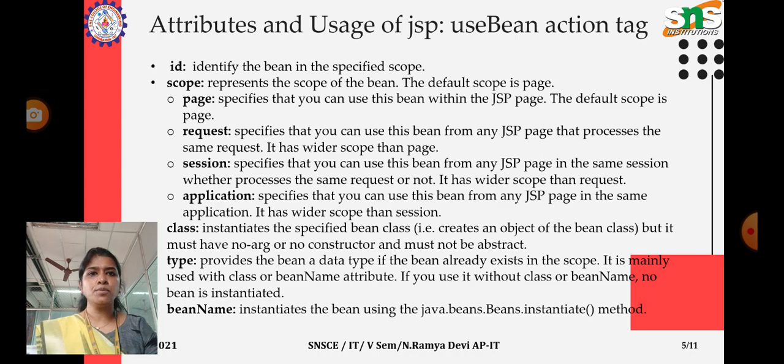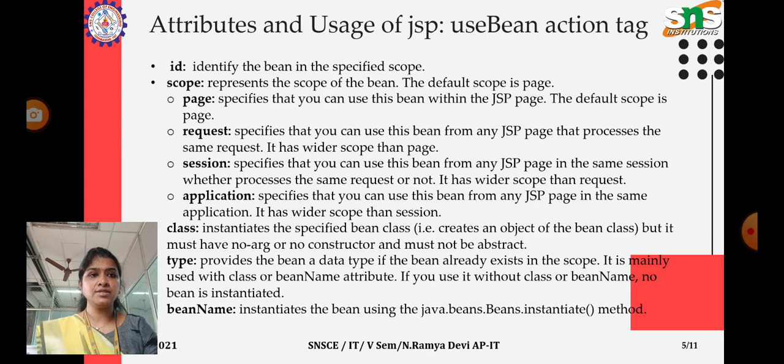Request specifies that you can use this bean from any JSP page that processes the same request, and session specifies that you can use this bean from any JSP page in the same session, whether it processes the same request or not. Application specifies that you can use this bean from any JSP page in the same application. Class instantiates a specified bean class, but it must have a no-argument constructor and must not be abstract, and type provides a bean data type.